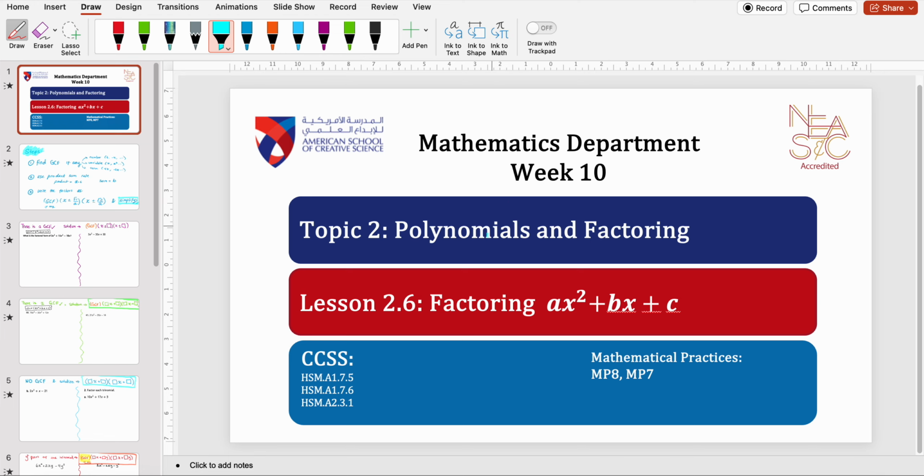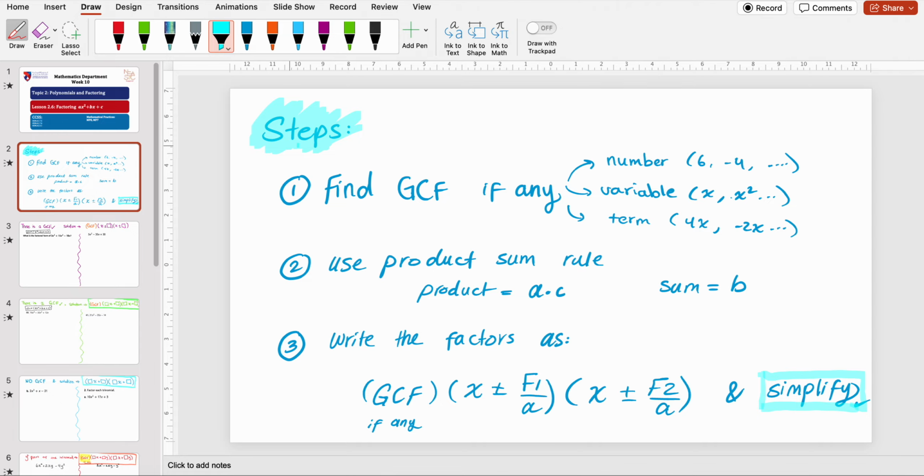This is a quick video for lesson 2.5. Lesson 2.5 is actually rich in ideas, but it all follows almost the same steps. Okay, these are the general steps.